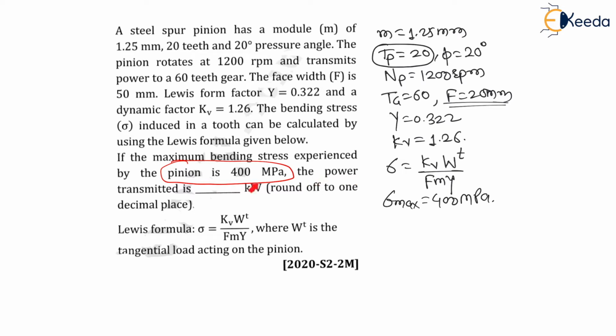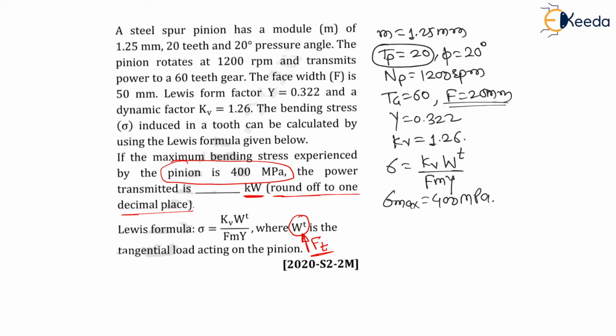Now the power transmitted is in kilowatt. Here you have to find the power in kilowatt. They are mentioning to round off to 1 decimal place. Now the maximum stress formula they have mentioned is Kv Wt divided by F m y, where Wt is the tangential load. Whatever notation is given in the exam, use the same notations. Here the tangential load we generally represent with Ft, but use the same notations, don't worry about that.